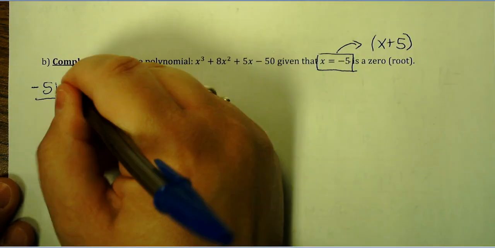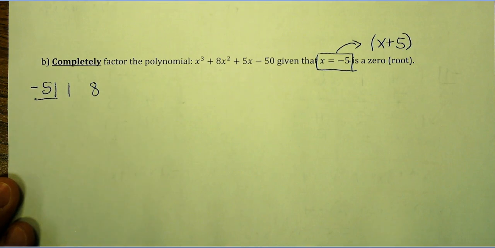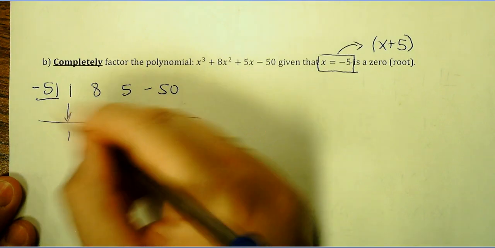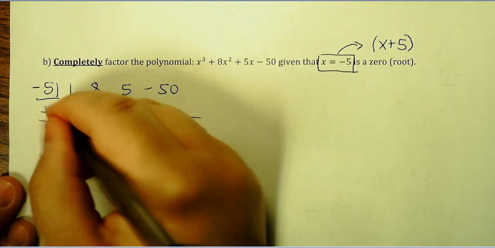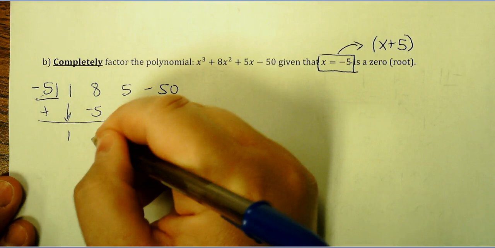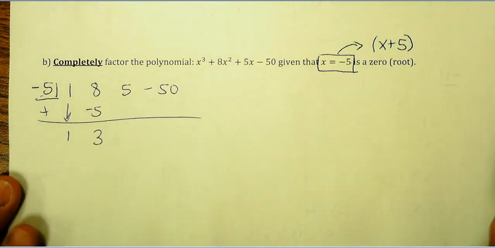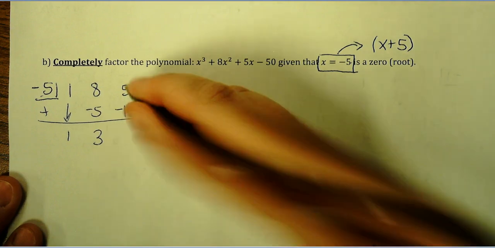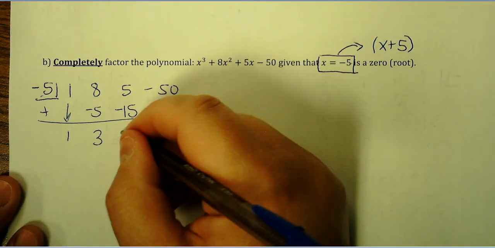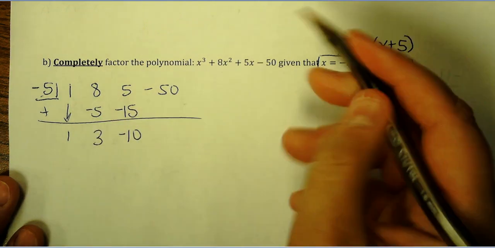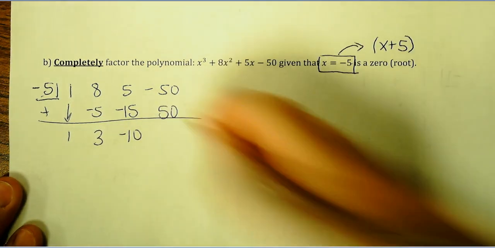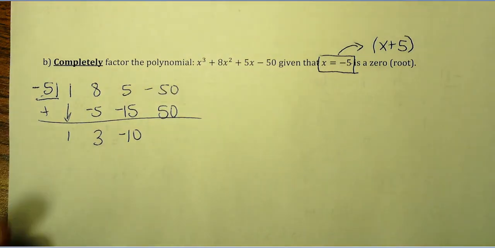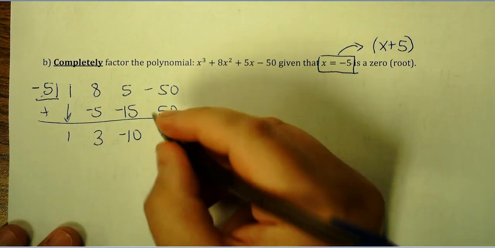Write down your coefficients. You're not missing any powers of x here, so 1, 8, 5, and negative 50. Bring down the 1. Negative 5 times 1 is negative 5, and then we're going to add the numbers stacked on top of each other. That's going to give me 3. Negative 5 times 3 is negative 15. 5 plus negative 15 is negative 10. Negative 10 times negative 5 is 50. And we should get this as a result. If they give you a 0 or a root, then you should not have a remainder. It means that this is definitely a factor.